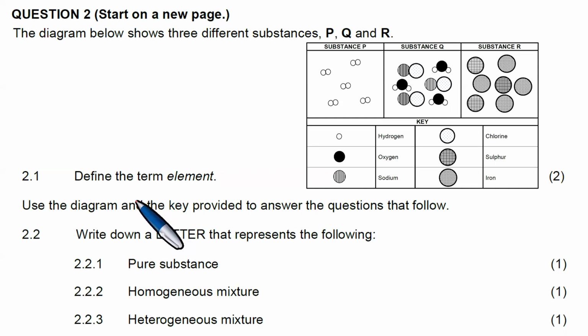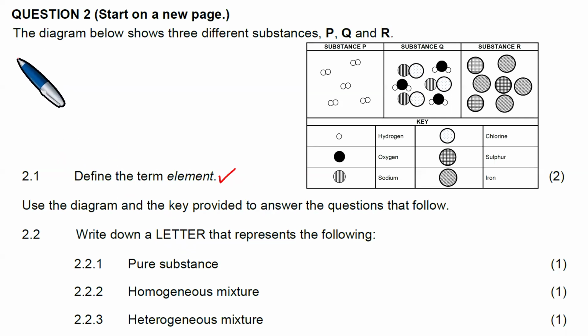Okay, they're going to ask you this one in June. What is an element? What is an atom? What is a nucleus? What is an electron? What is a proton? They're going to ask you those things. But now here they're asking, what is an element? If someone asks you in chemistry, what is an element in chemistry?